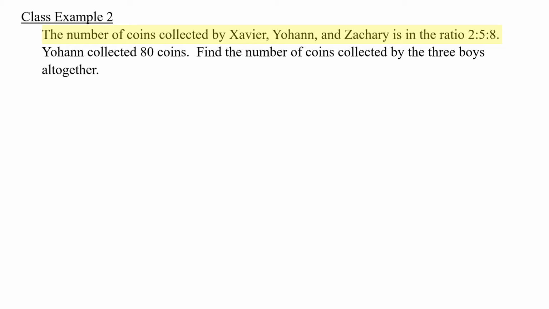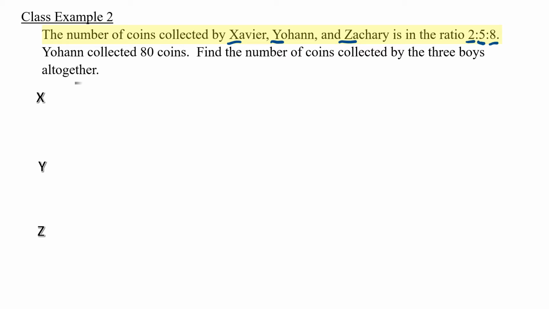So starting with that first information, since it says Xavier to Johann to Zachary, we have 3 people, so we're going to draw 3 comparison models, 3 models. We're going to have an X model for Xavier, a Y model for Johann, and a Z model for Zachary. So X, Y, Z. I don't need to write their full names because I'm just organizing the information. Now it's X to Y to Z in the ratio 2 to 5 to 8.